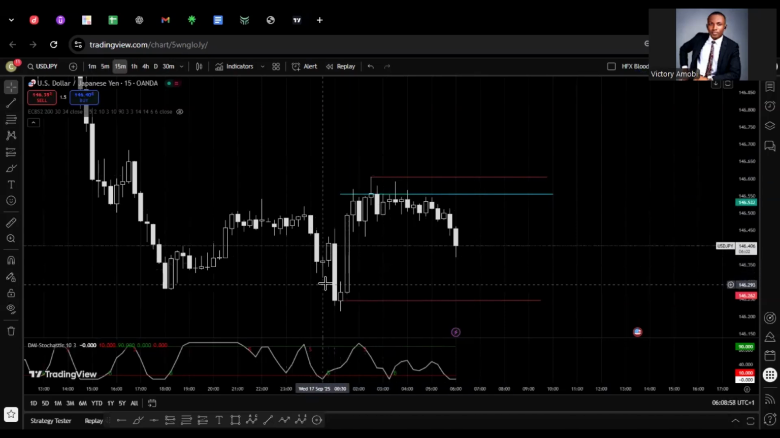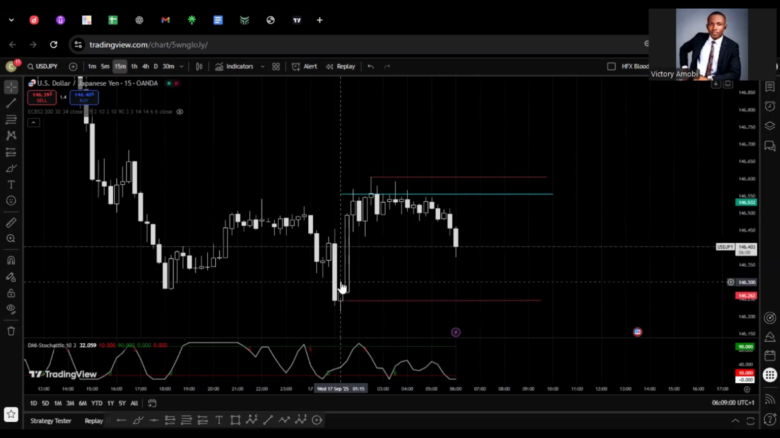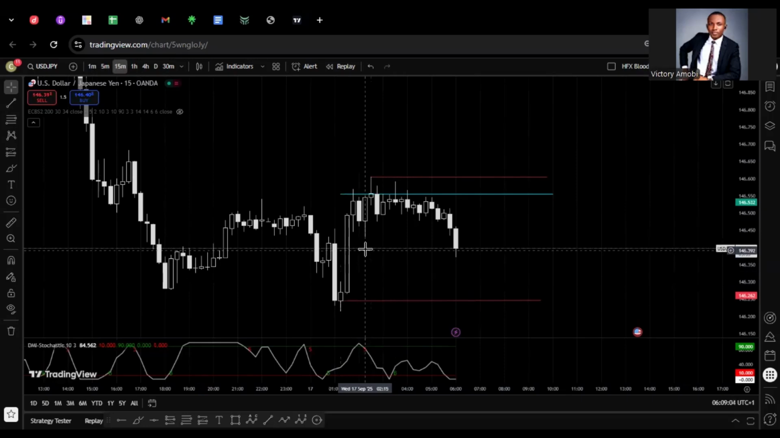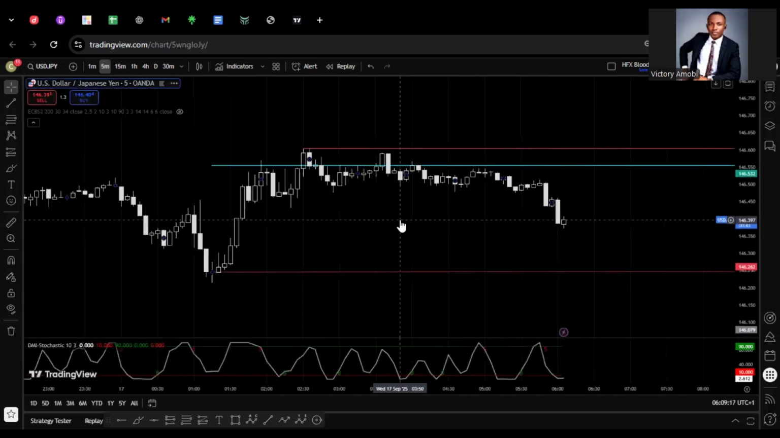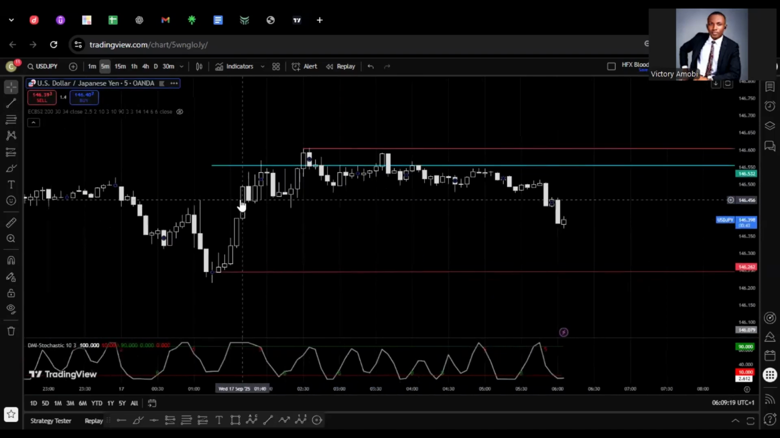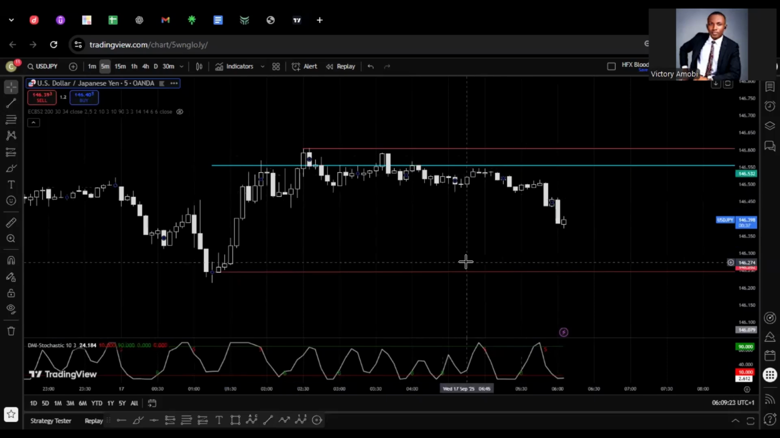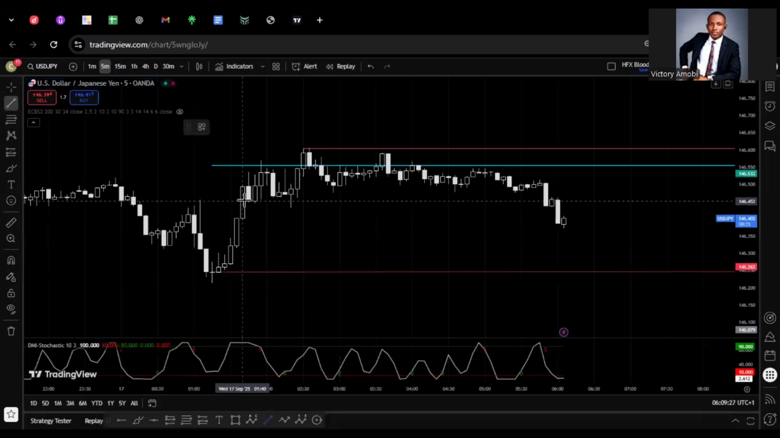If I'm not seeing any clear support here, I can choose this point here, but it's not enough. I can decide to choose this area here, but it's still not enough. Let me go down to 5 minutes and see if I can see. All I'm looking for here are support levels. Can this area serve as a clear support? Let me mark it. Okay.